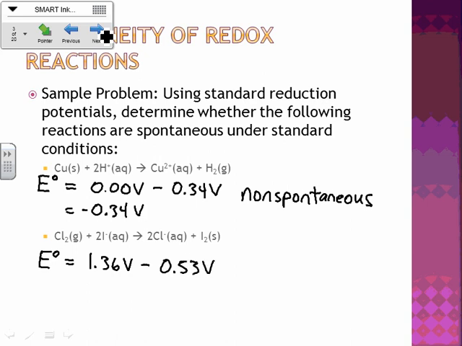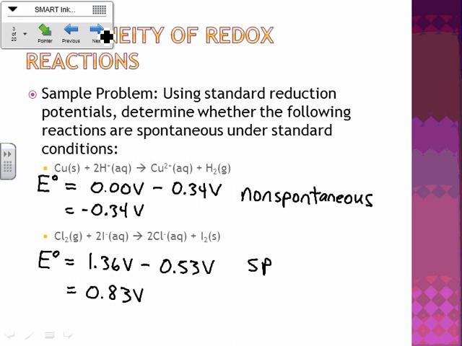Okay? So when you subtract those from one another, which I should be able to do in my head, and I'm doing it in my head right now. I promise. Actually, I was lying, I'm sorry. 0.83 volts, okay? That's a positive voltage. So if that's a positive voltage, that tells us that this one actually is spontaneous.